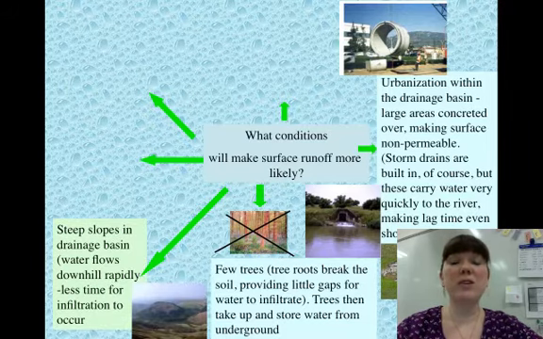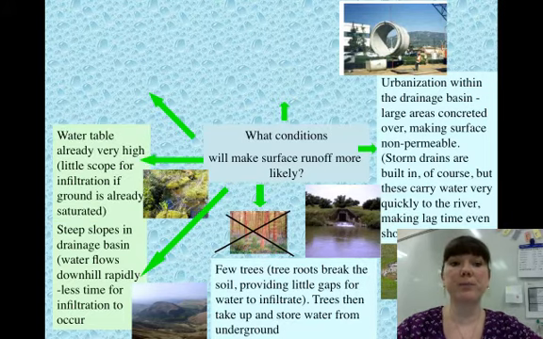Also, very steep slopes increase surface runoff. Water is able to flow downhill very, very quickly with a lot less time for infiltration to occur. If you already have a very high water table, so if you've had a lot of rain in the recent past, this is going to make surface runoff more likely.